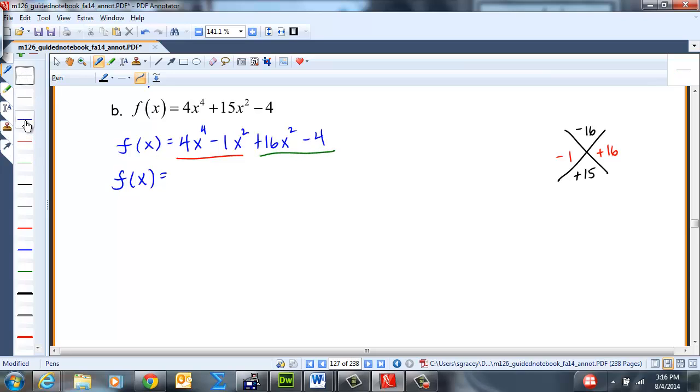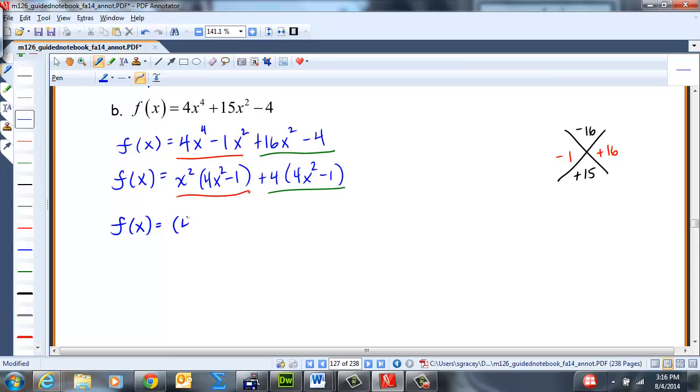So what I can factor out of the red group is x squared, and I'm left with 4x squared minus 1. So that's the red group. What can I factor out of the green group? Good, a plus 4, and I'll be left with 4x squared minus 1. So now I can factor out the binomial 4x squared minus 1, and I get 4x squared minus 1 times x squared plus 4.